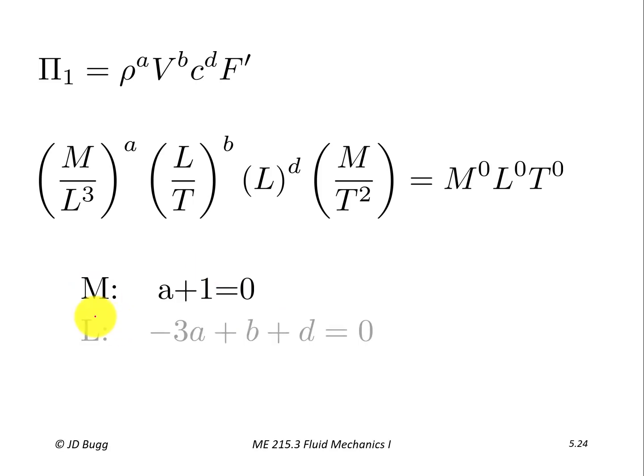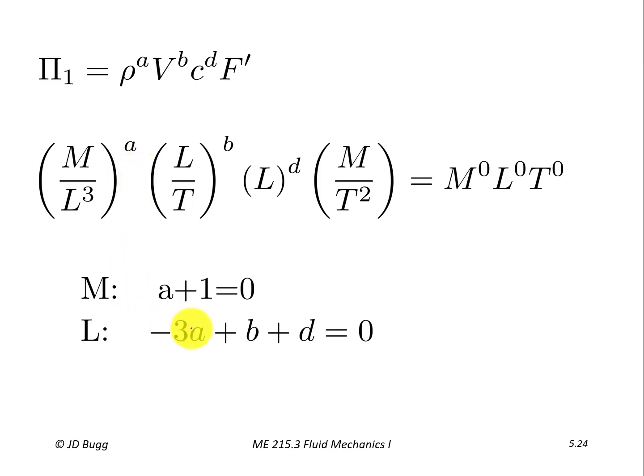The next quantity we look at is length. Length is a little more complicated because it appears in a lot more places in the equation. Here we have an L cubed in the denominator. So when we're adding up the exponents on length on the left-hand side of the equation, that gives us a minus 3a here. Minus because it's in the denominator, 3 because it's cubed, and a because this entire thing is raised to the power a.